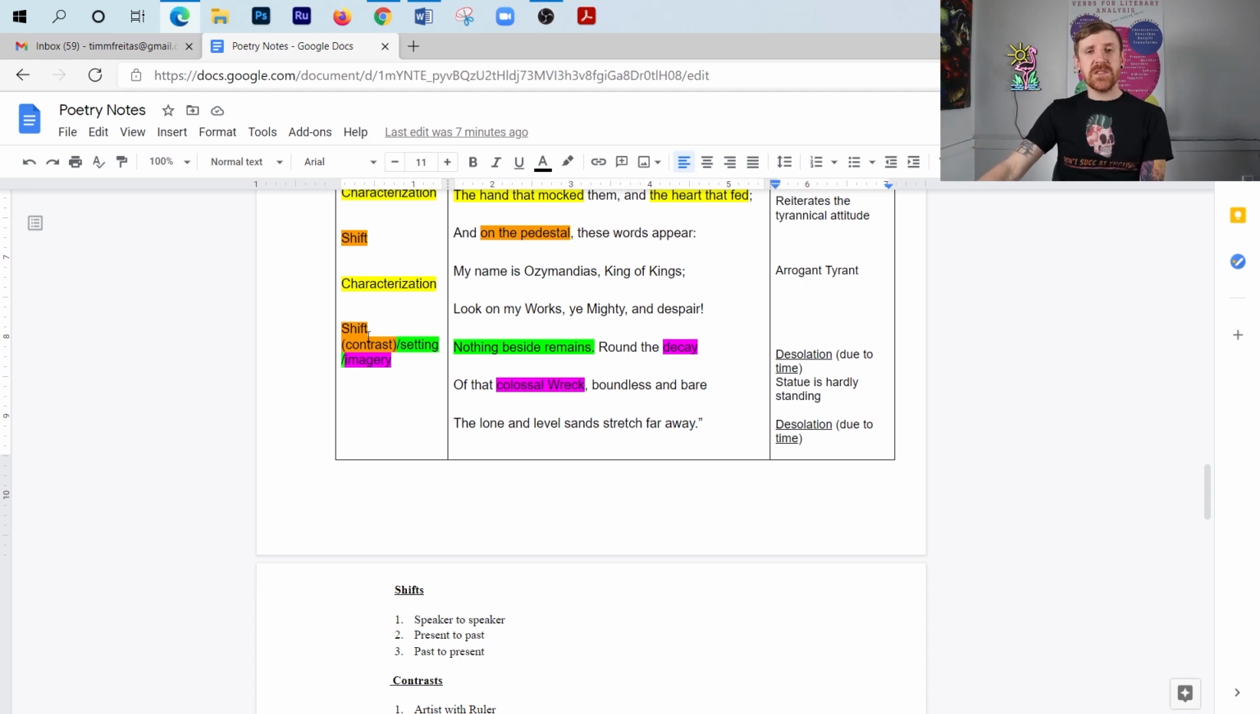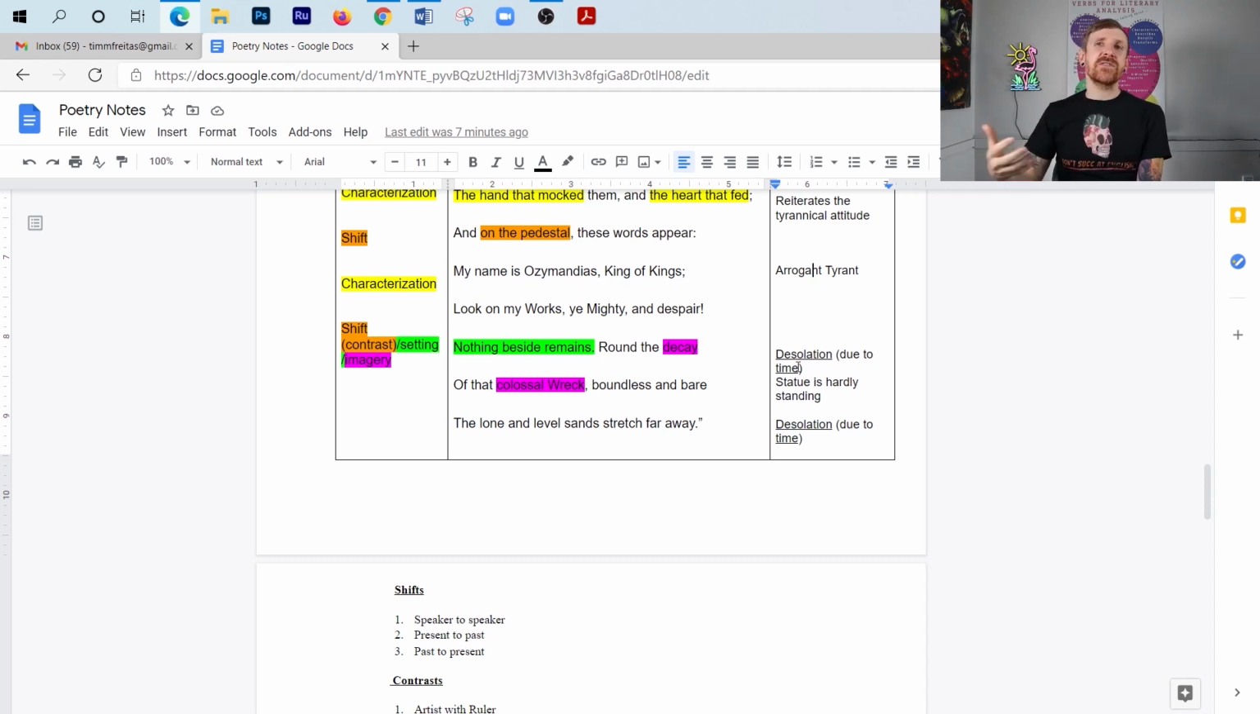And so I talk about the shift. We're back from what Ozymandias had said into the present, when the secondary speaker is telling the story. And it gives us some setting and some images. And the setting is this barren element. It's decay. It's a wreck. And I link that directly to the ideas of desolation and time.